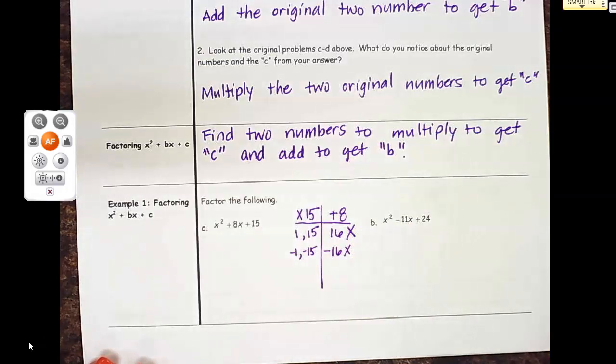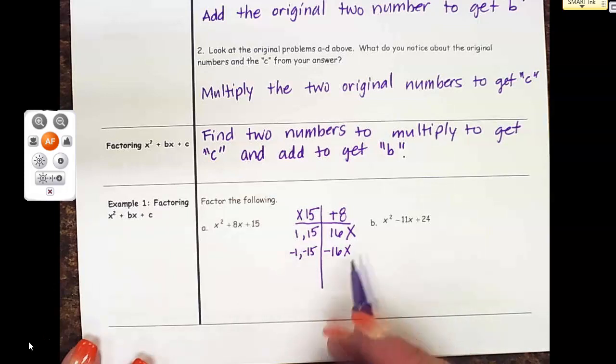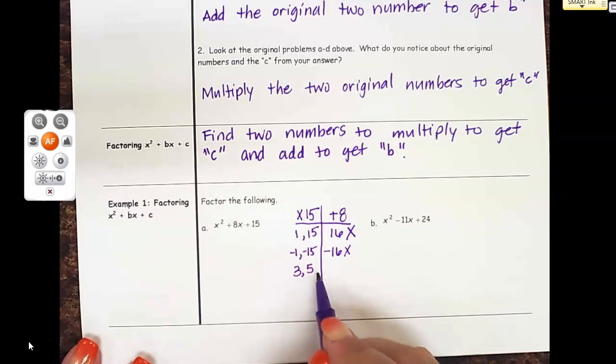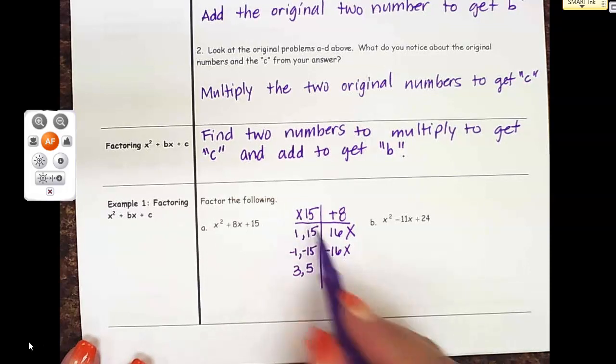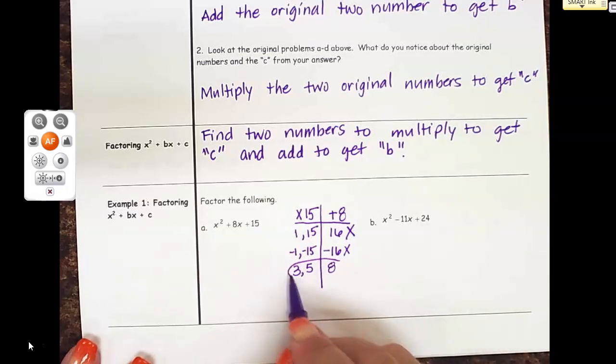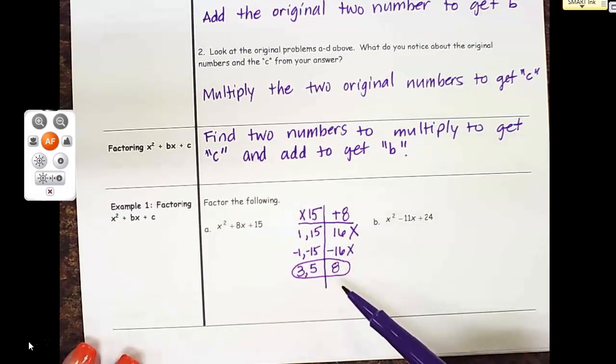So I hope you know where I'm going with this. I hope you see that the only other way to multiply and get 15 is 3 times 5. And when I take 3 times 5, I get positive 15. And then when I do 3 plus 5, I get 8. So that is my correct choice for two numbers that multiply to get C and add to get B.